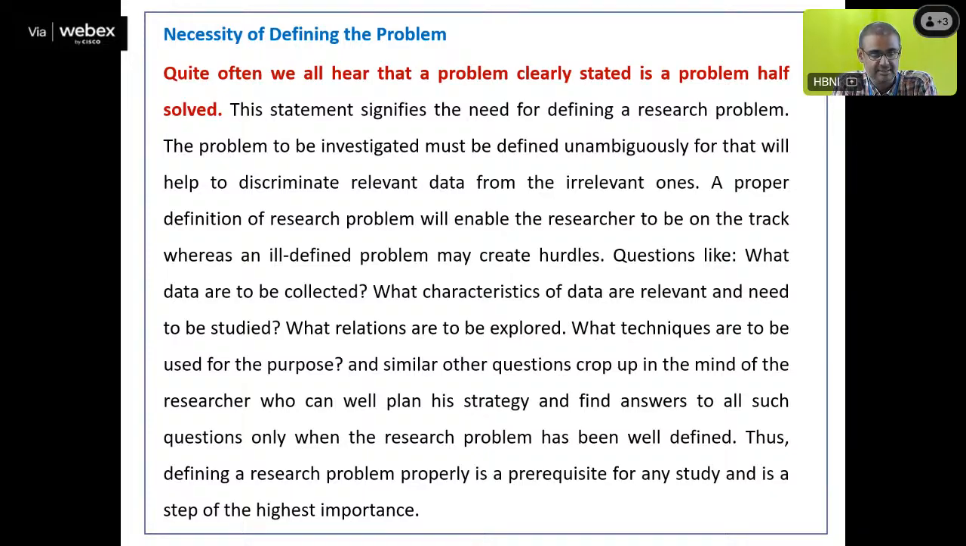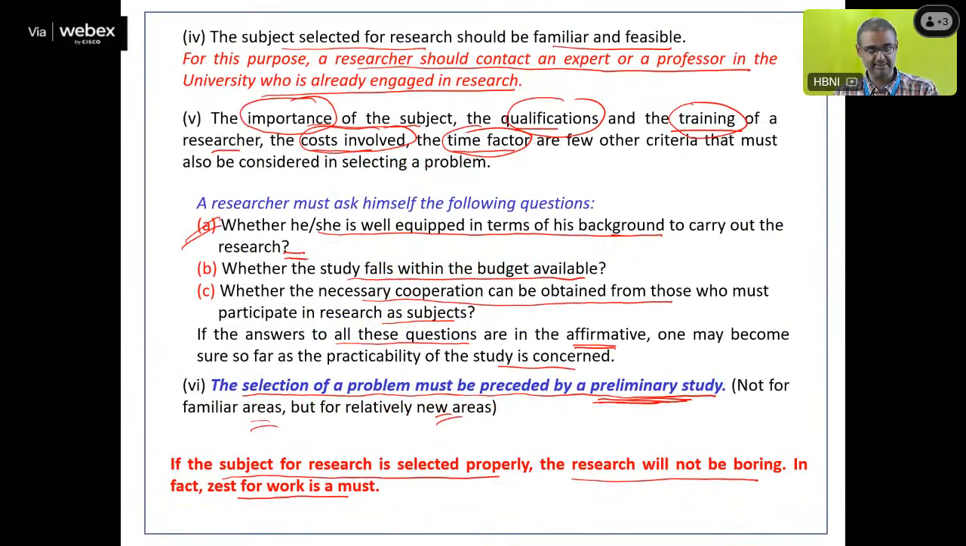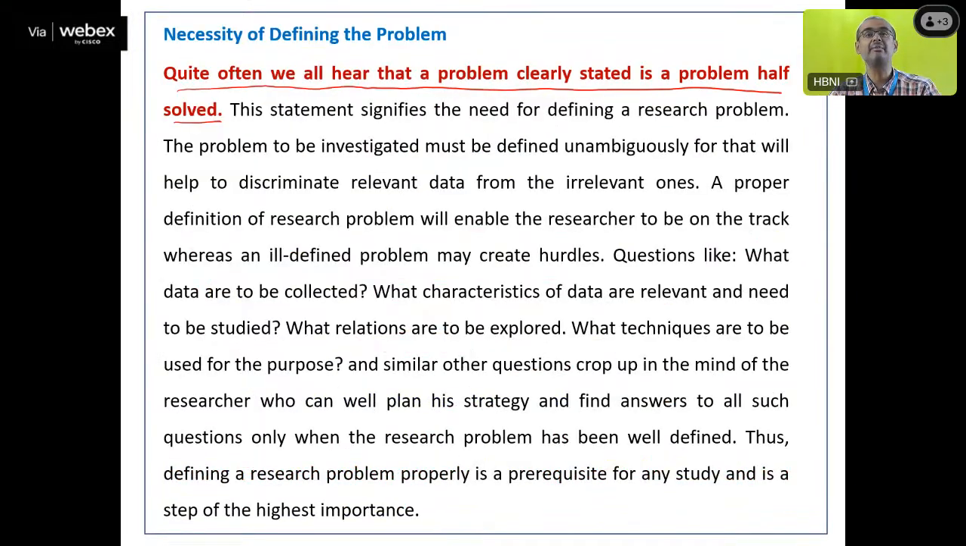Now coming to the next heading, necessity of defining the problem. So first I have given in red. Quite often we all hear that a problem clearly stated is a problem half solved. Okay, so we already covered what are the points which should be considered for selecting the research problem, and then we discussed 6 points, and then why we need to define the problem. This is what we are studying now. The need is because a problem clearly stated is a problem half solved.